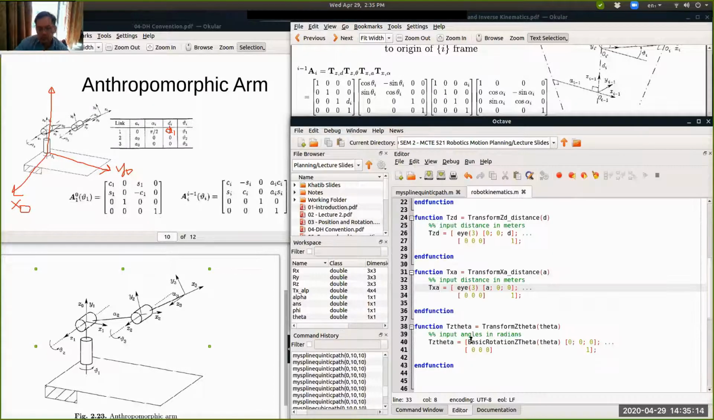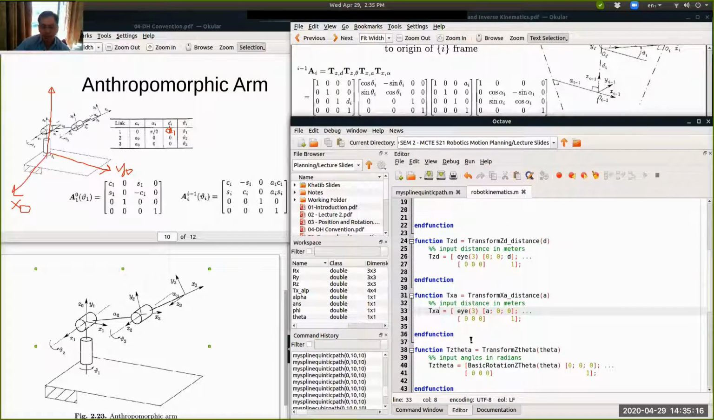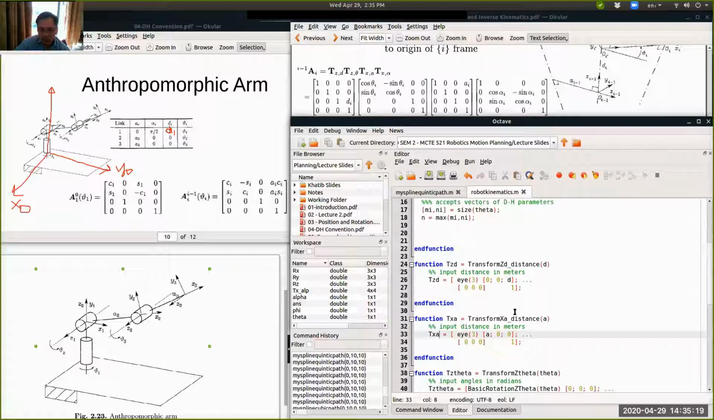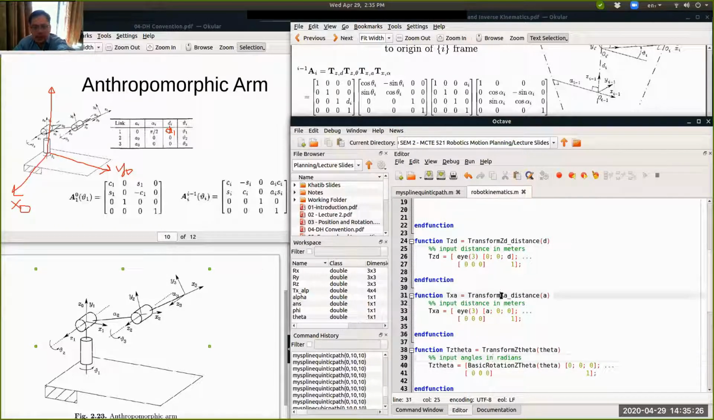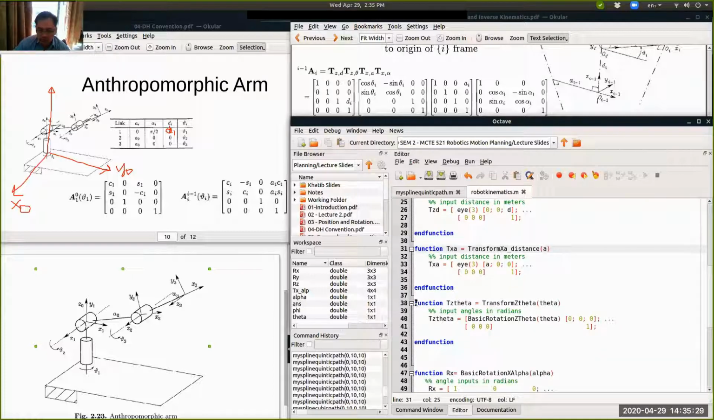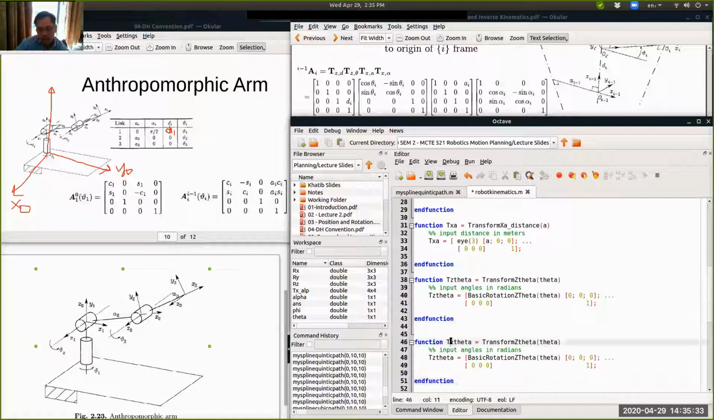Okay, so now there's a transformation about z theta, xa, and now x alpha. So because this is z theta, let's change it to, okay, so this is x alpha. Okay, transform x alpha, and this one is alpha.